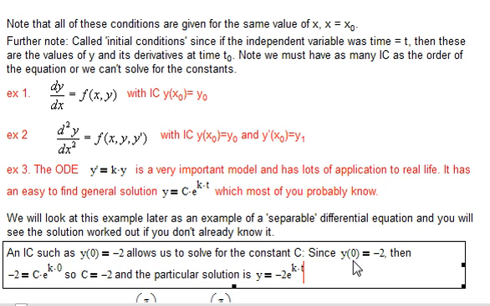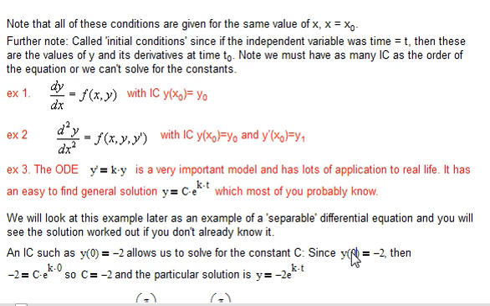So that's kind of our initial condition. You know, a lot of times they're called initial because they happen when x equals 0, at the beginning, so to speak.